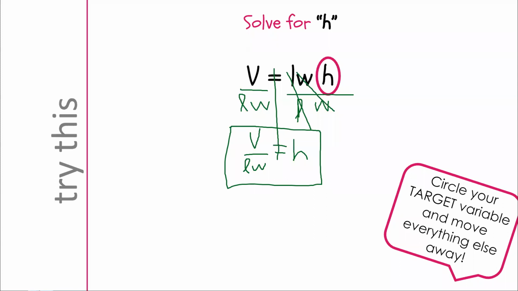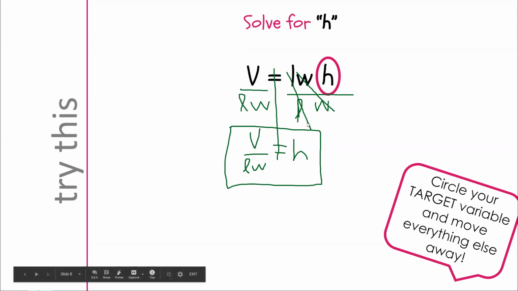And here's my final answer. So V divided by L times W equals H. So what I did was I noticed that L, W, and H were all being multiplied by each other. In order to get rid of multiplication, I have to do division. So I divided by L to get rid of the L, and I divided by W to get rid of the W. Whatever I do to one side, I have to do to the other, and that's how I ended up with my final equation.